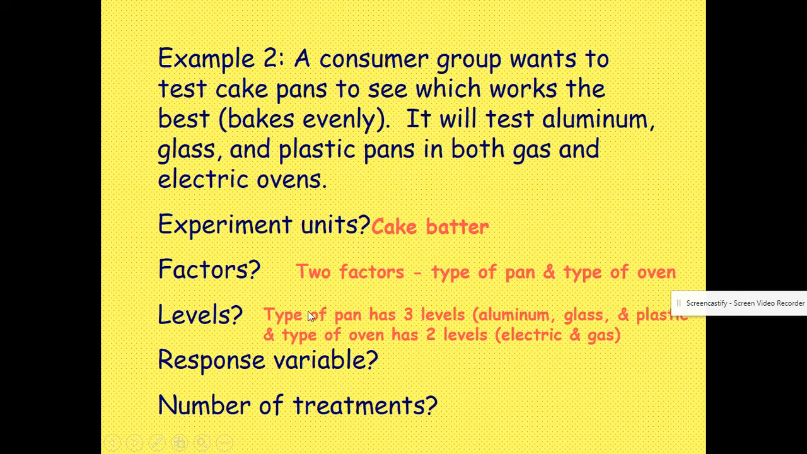Like they wrote, the type of pan has 3 levels. Well, I think that's just pointless writing. So we said our response variable is the evenness of the cake. And then in this one, how many treatments do I have? How can I always figure out how many treatments I'm going to have? Multiply the number of levels. So even if I have 4 levels and I have these crazy number of factors, just multiply the number of levels for each one to figure out how many total treatments there are.